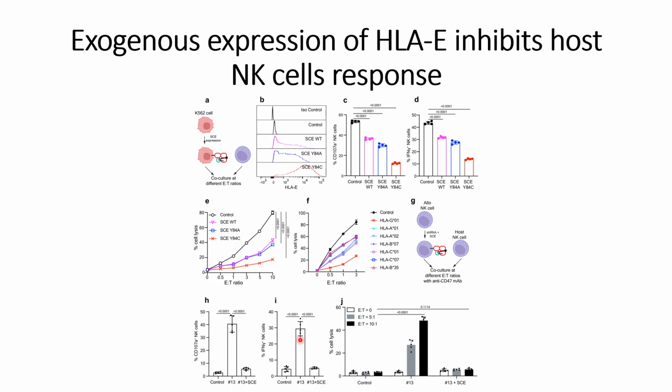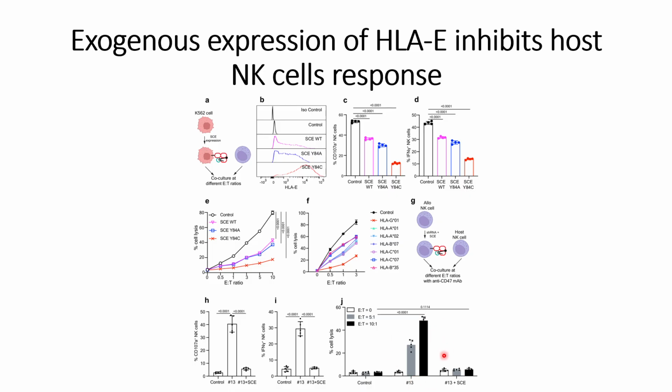The result shows that whenever the HLA-ABC signal goes down, they see high degranulation and high IFN gamma. However, when they also transduced those HLA-ABC reduced cells with SCE of the Y84C mutation variant, they saw suppression in the degranulation of NK cells and also suppression of IFN gamma positive NK cells. When they checked the cell lysis, they also saw similar results, indicating that where HLA-ABC goes down, the cell lysis is high.